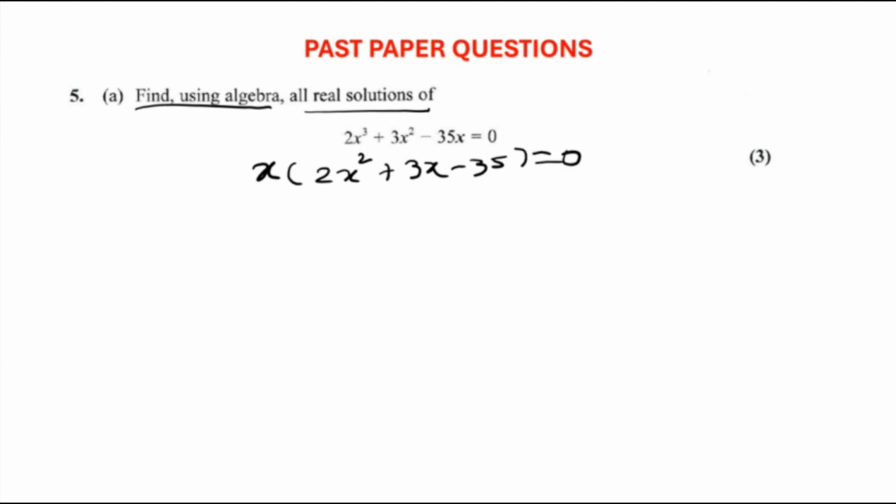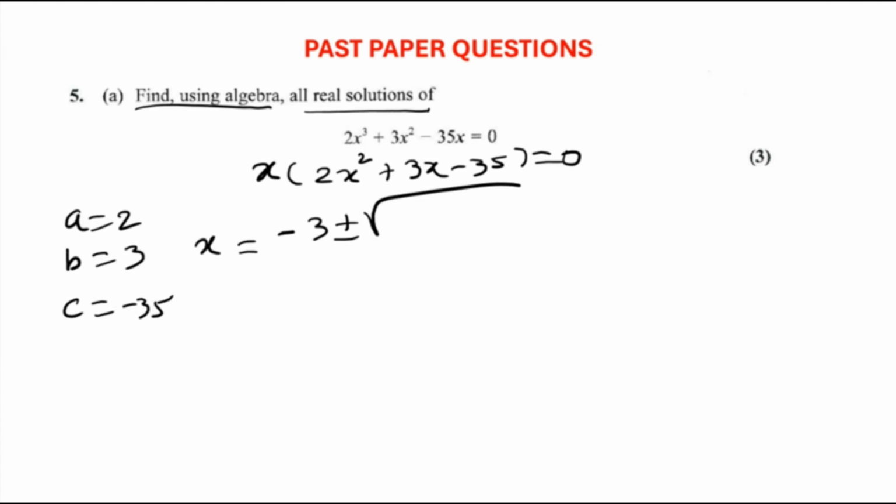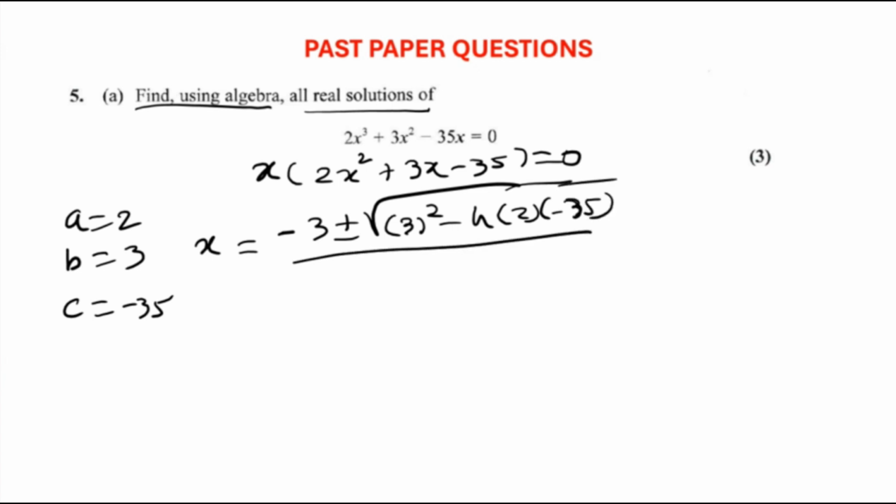Now I can use any method. The easiest is the quadratic formula. So my a is equal to 2, b is equal to 3, c is equal to minus 35. That's easy to find out. So my x is equal to minus 3 plus or minus square root of 3 squared minus 4 times 2 times minus 35, over 2 into 2. If you put this in a calculator, you will get two answers, x is equal to 7 over 2 and x is equal to minus 5.